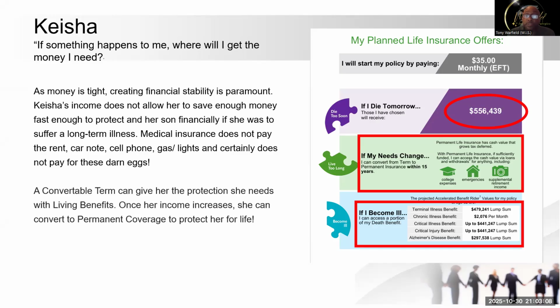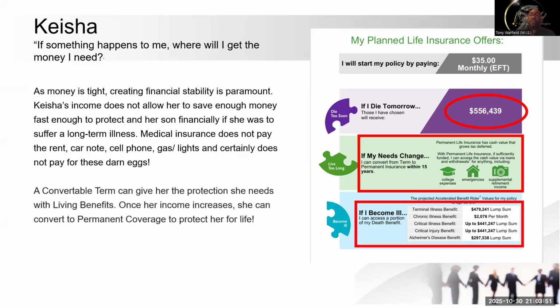So if she were to get a convertible term, she can get the living benefits protection. She can have the death benefit that's going to be able to take care of her for as long as she's ill. And what's so great about that, if she converts the policy before the deadline, she'll have permanent coverage for the rest of her life, which is great. So you can see that because she's so young, she only has to pay about $35 a month for $556,000 worth of coverage. But of course, when she converts that, the death benefit will decrease, right? And the premium might go up slightly, depending on how much coverage she wants to maintain and how soon she does it. Because if she's still pretty young, the premium won't go up that much.